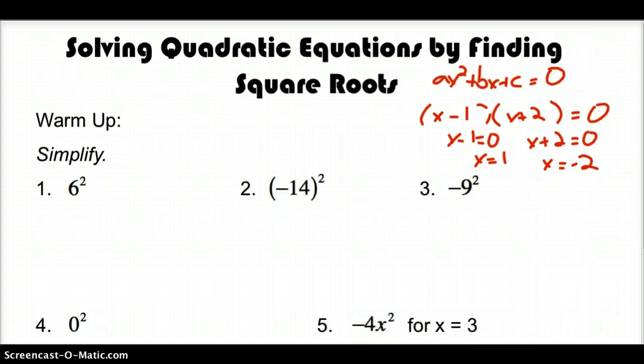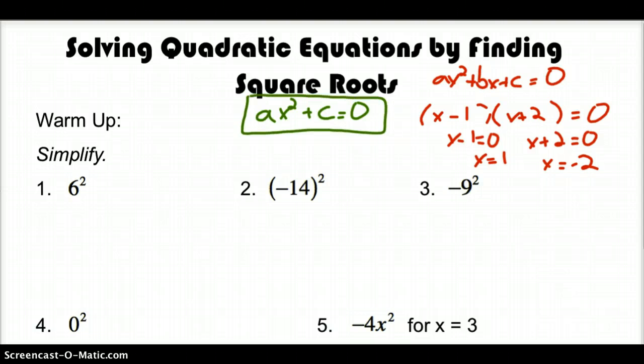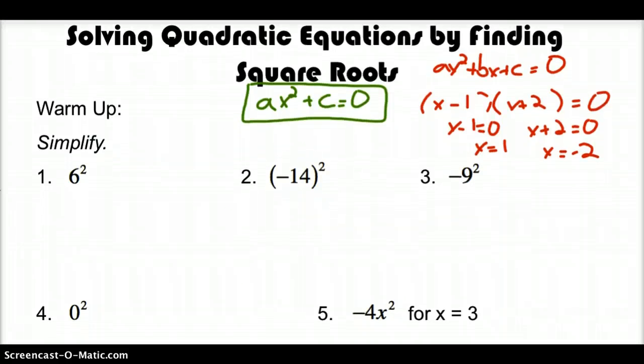Well, today they're going to look a little bit different. There's going to be no b term, and we're going to solve equations that start looking like this: ax squared plus c equals 0. That's more of what we're going to focus on today, when there's no b term, and we can use a different method by finding square roots. Let's look at a couple of simple prerequisite skills problems before we get going.